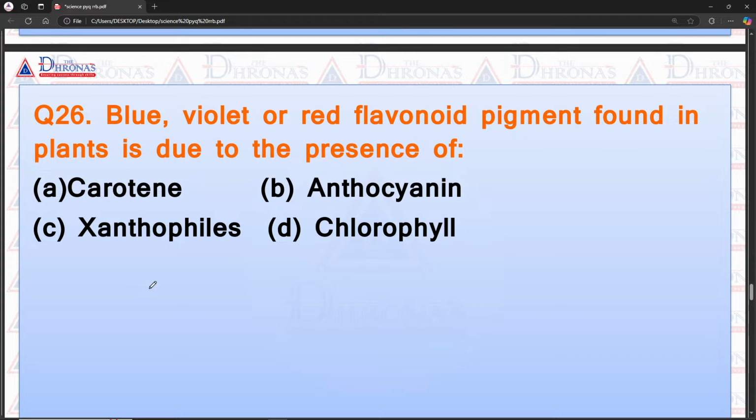Next, 26. Blue, violet, red flavonoid pigment found in plants is due to the presence of option A carotene, B anthocyanin, C xanthophylls, and D chlorophyll. So, blue, violet, and reds are due to the presence of xanthophylls. Okay.